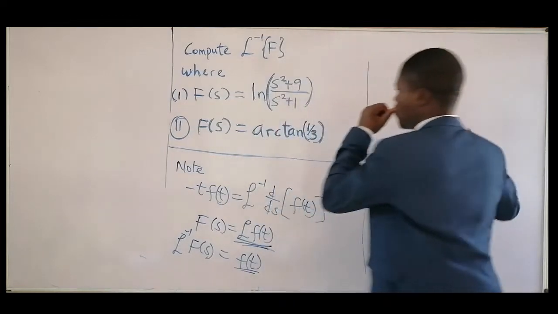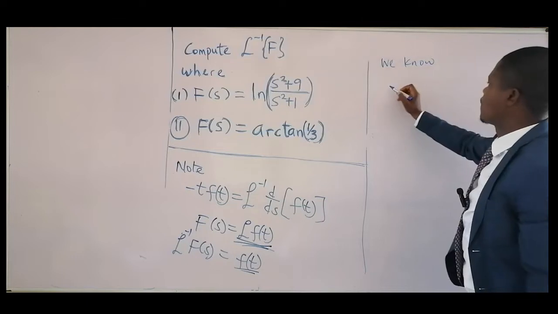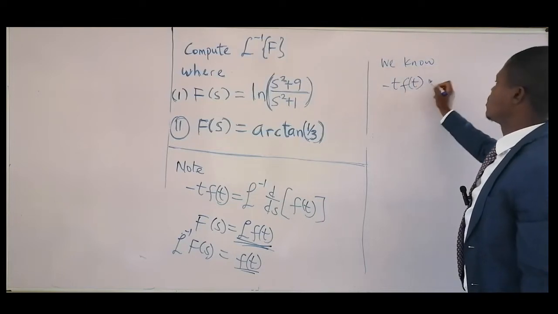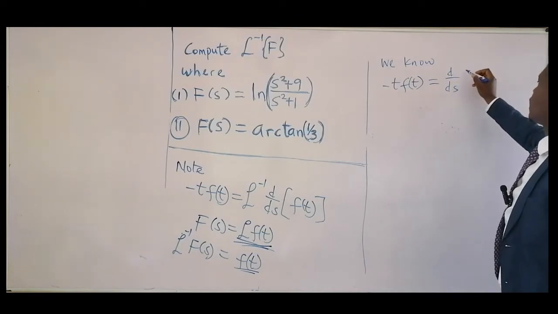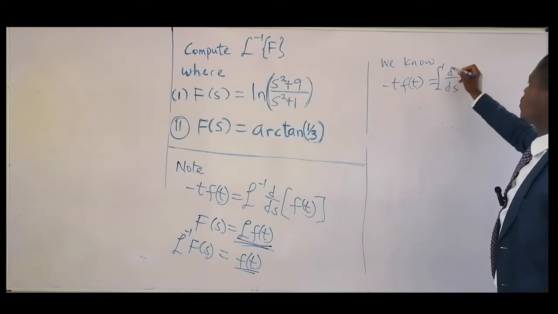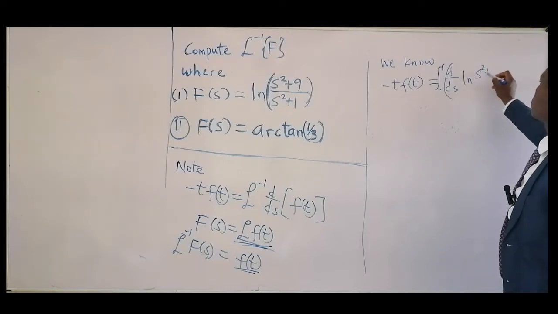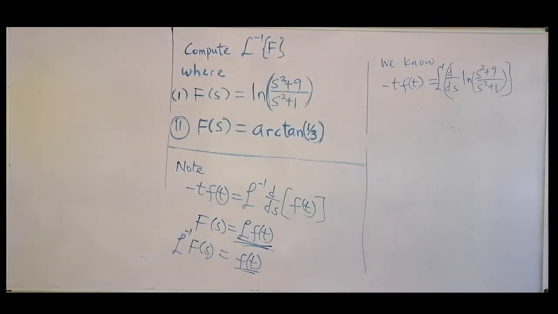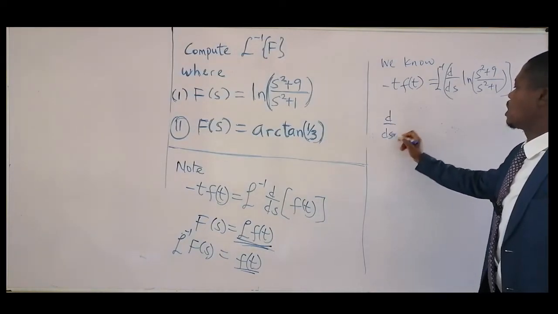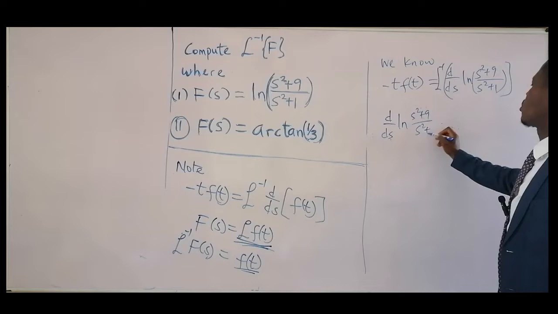So without wasting time, we start from here, that we know that minus t f of t is equal to the inverse of d/ds of the function we are given, ln((s squared plus 9) over (s squared plus 1)). So what we need to do now is get the derivative with respect to s of ln((s squared plus 9) over (s squared plus 1)).